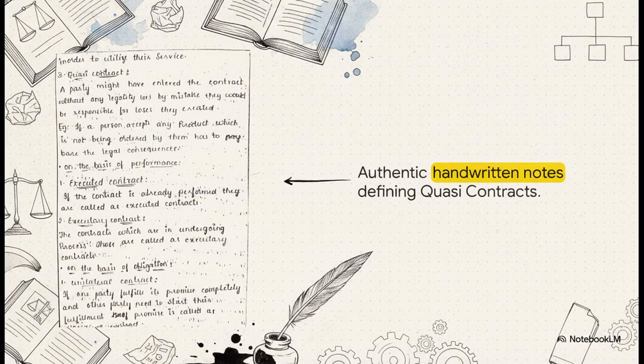Now, what's really interesting about this slide is that we are looking at authentic, handwritten study notes. See right there in the middle, under point 3? You'll spot the exact definition of a quasi-contract that we literally just read. So let's use this as our map to unpack all that legal jargon.